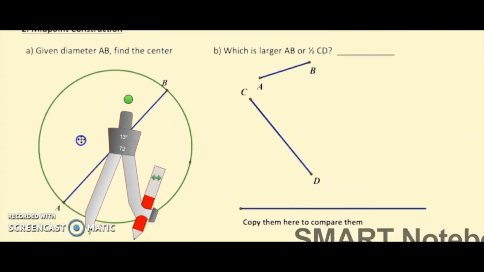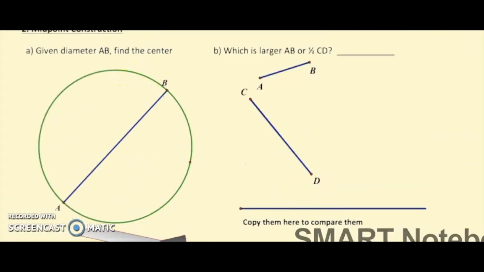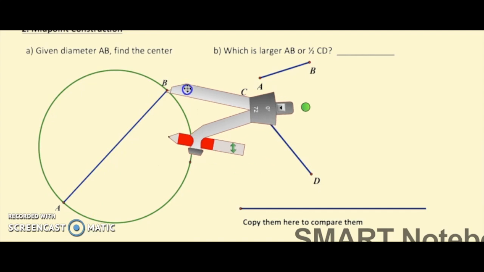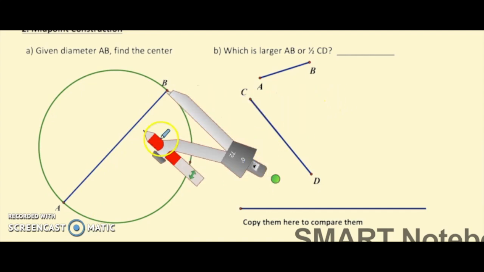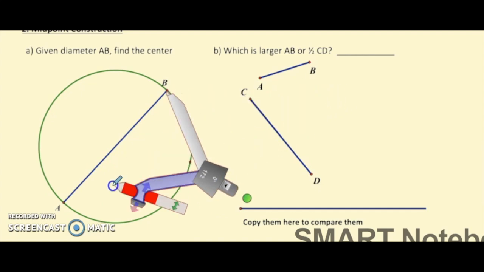Some more applications, thinking about what we know about geometry. Given the diameter, find the center. Well, the center would need to be the midpoint of the diameter. So I'm going to bisect this diameter.